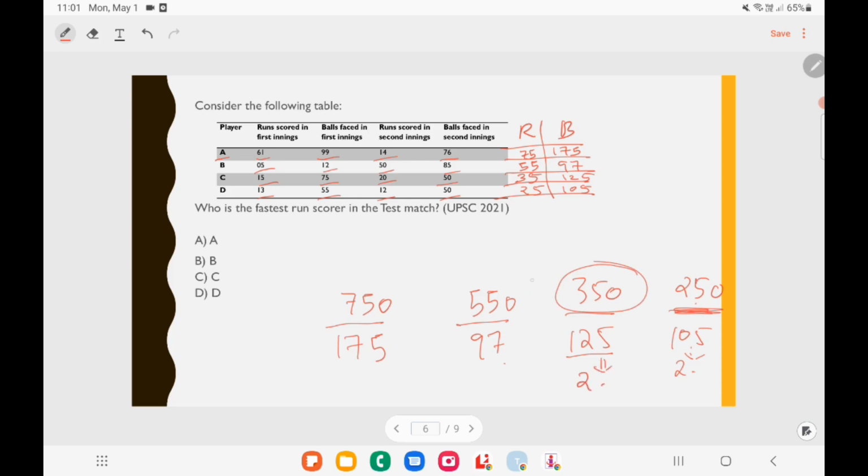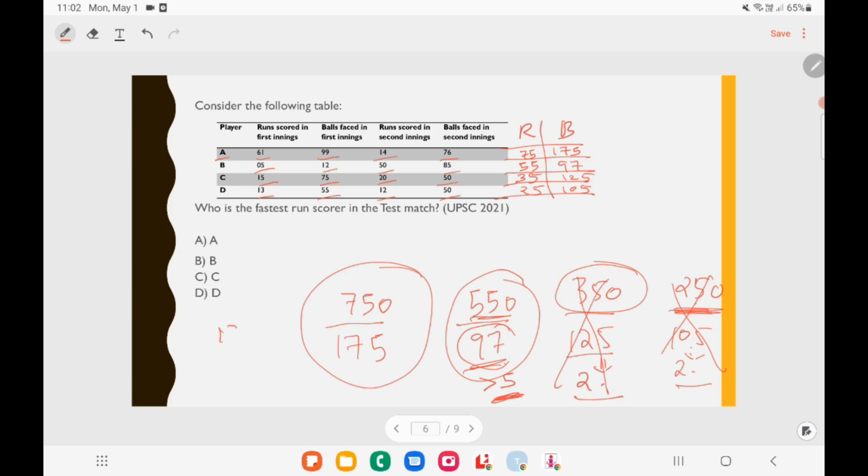Now just go here. This one, we know that 100 into 5 is 500. Here the denominator is less than 100, that is 97, so it is going to be greater than 5. It is 550 here, so 550 by 97 will be greater than 5. So we can eliminate these two options because they are 2 point something. Here we got that this is greater than 5. Now just take this one. Already we got that this is greater than 5.